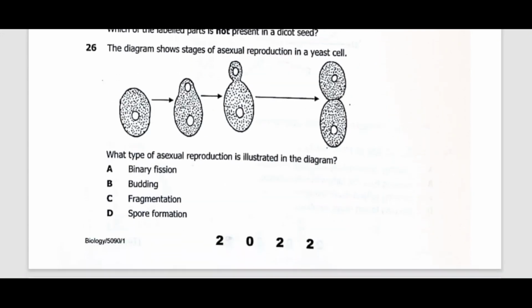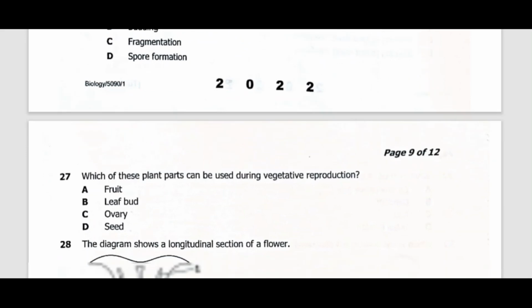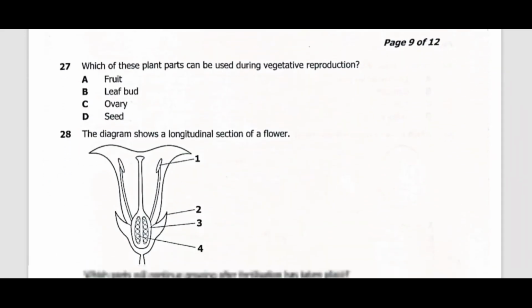Then question 26. The diagram shows stages of asexual reproduction in a yeast cell. Okay, so we can see that we have one cell, then it divides. So this is binary fission, because the question is what type of asexual reproduction is illustrated in the diagram? It's binary fission. Binary fission is similar to mitosis, where one cell divides to form two cells. So we move on to question 27.